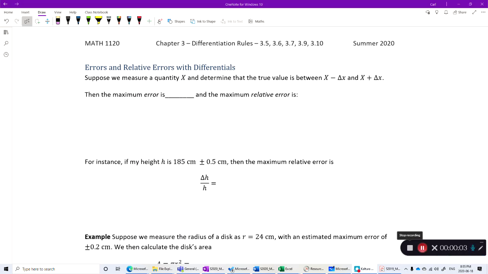Okay, so errors is kind of a mystifying topic. I remember being a student and finding it very unclear, honestly. So I'm going to try to make this as clear as I can.